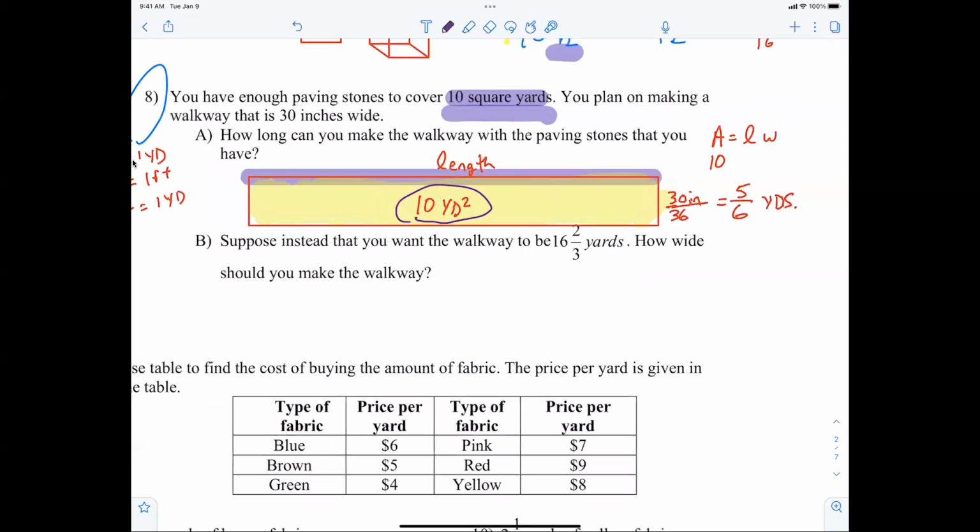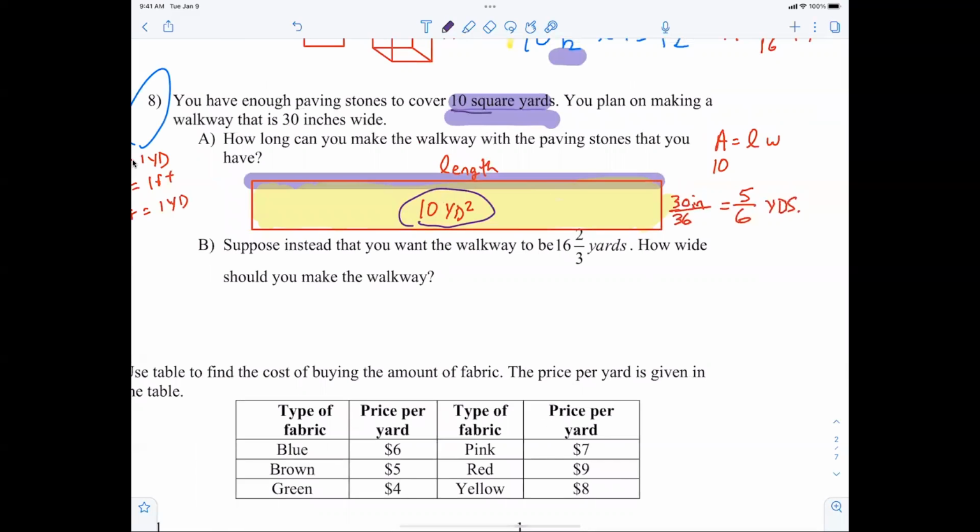Well, I read the problem. It's in the problem. The walkway is going to be 10 square yards. Well, you're making a walkway. Do you understand what a walkway is, right? It's like a sidewalk, right? Well, that's what we're doing right now. It's just the area of a rectangle that you're measuring. You with me on that? Are you sure? All right, here we go.